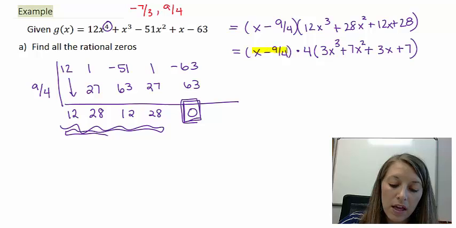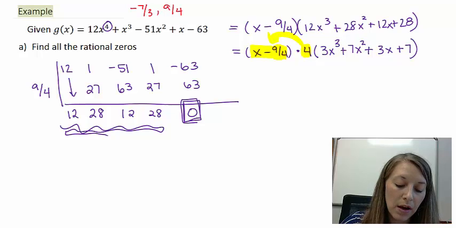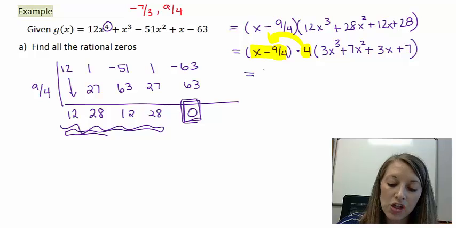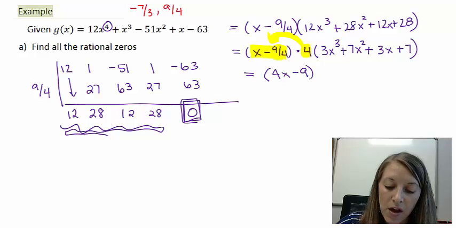Now, we don't typically keep our factors like this. We don't usually see fractions in them. So the nice thing about factoring this 4 out is I can distribute it through there, and then I won't have that fraction in there. So 4 times x gives me 4x, and then -9/4 times 4 gives me -9.